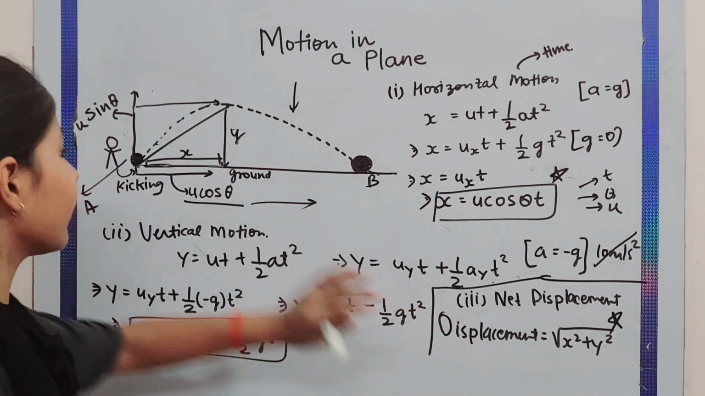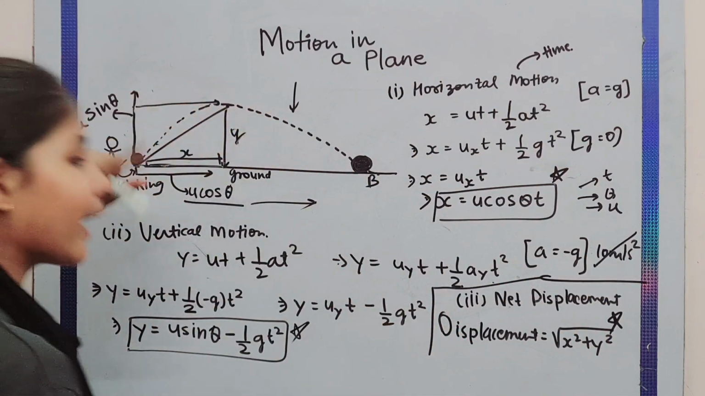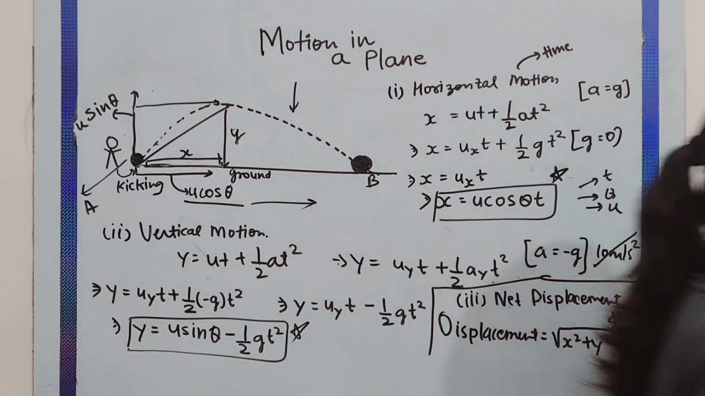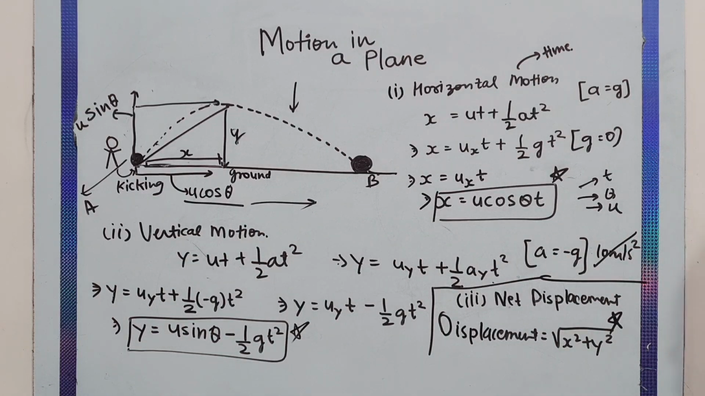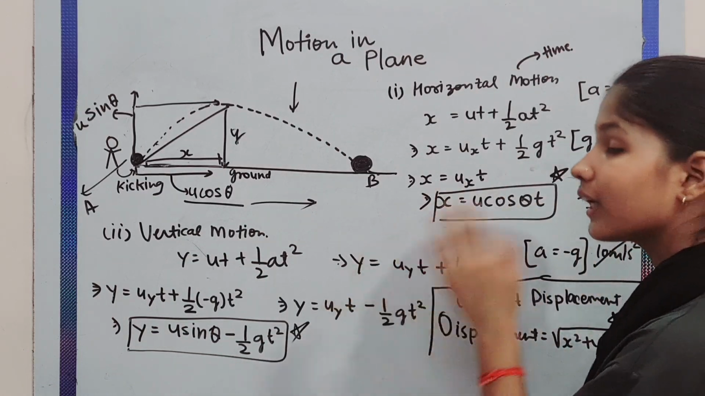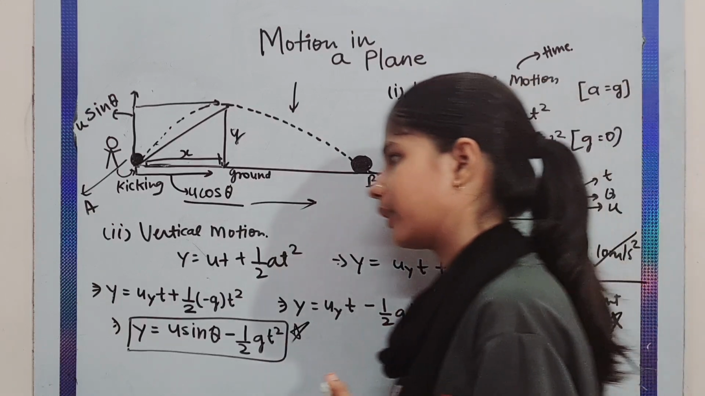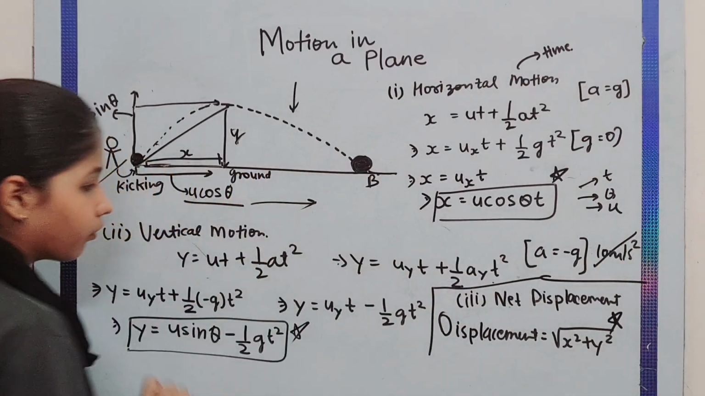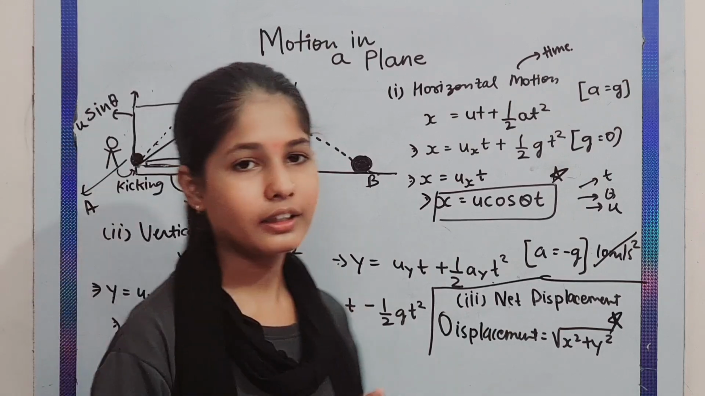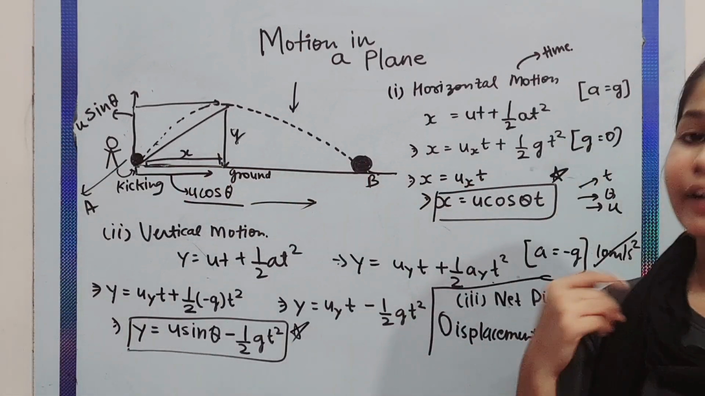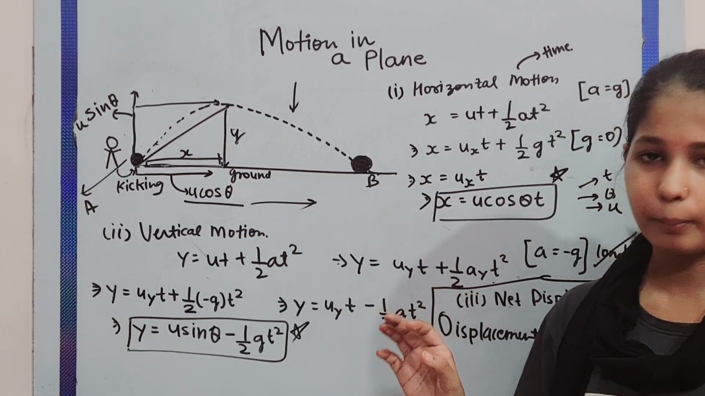But if you haven't understood this example, you will not be able to understand the vertical position, vertical motion, horizontal position, and also the net displacement. So this was all our today's theory. Now let's come to the next topic, to solve some questions.